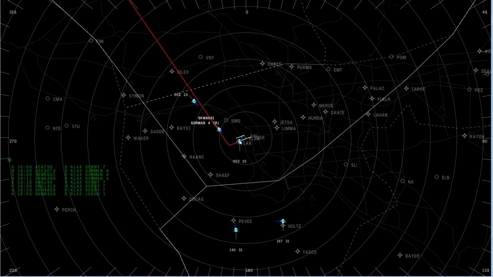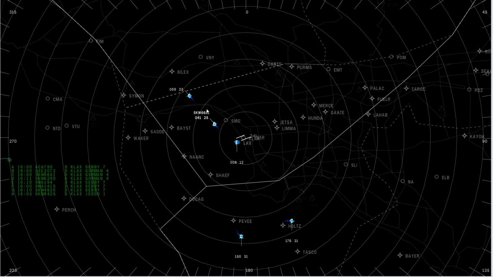Another Gorman 4. Skywest 6651 is a regional jet, a CRJ. It does not have the same kind of a climb rate as a 737 or a 757 does. But we really don't care about that for anything that's heading to the north.